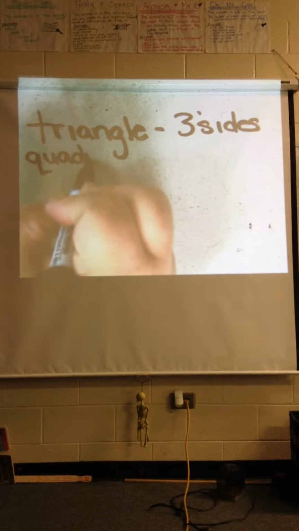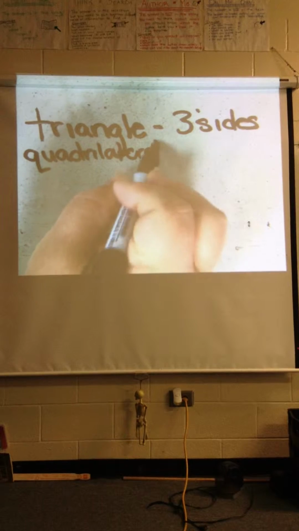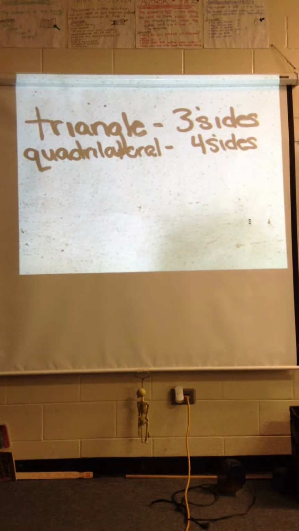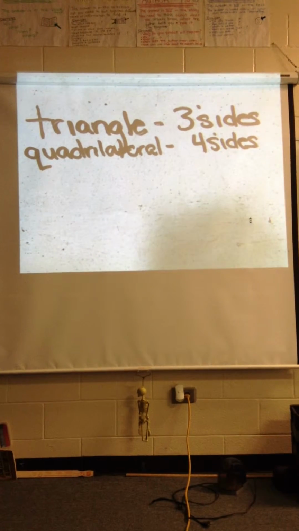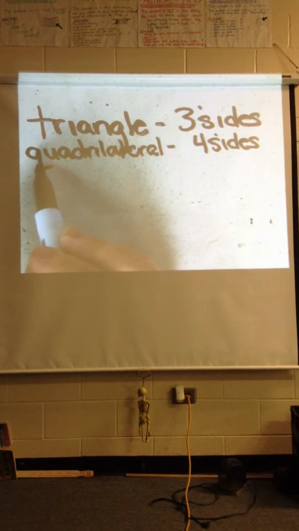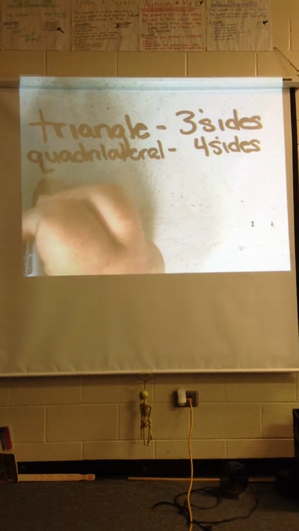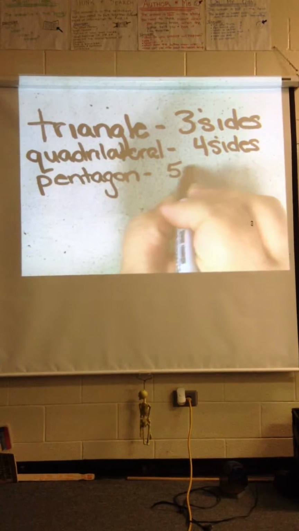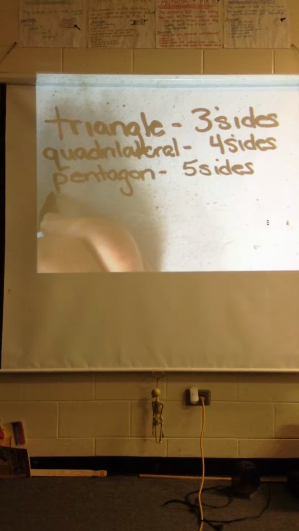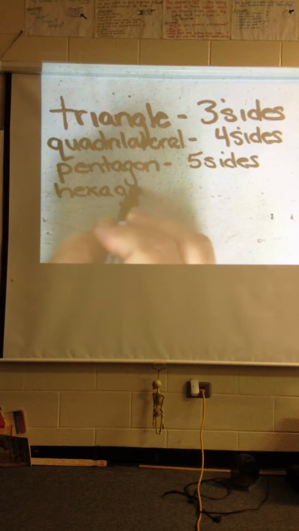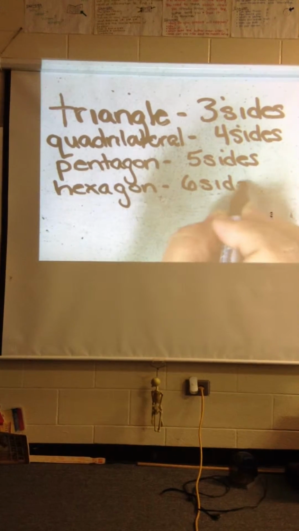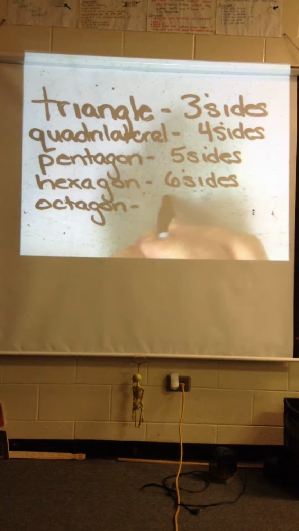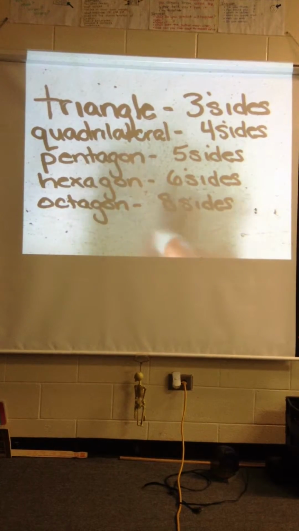Quadrilaterals have 4 sides. Those are your rectangles, squares, rhombuses, trapezoids. Those are all quadrilaterals. That means they have 4 sides. A pentagon has 5 sides. Hexagon has 6 sides. And an octagon has 8 sides. So students, you need to have this memorized.